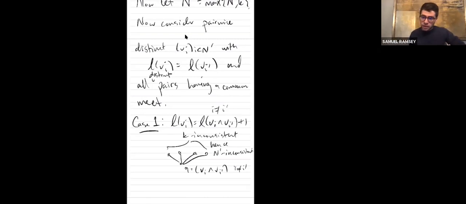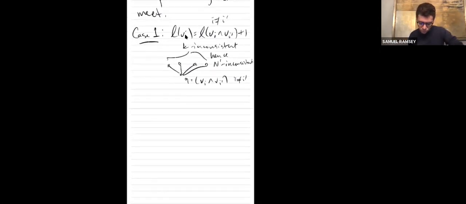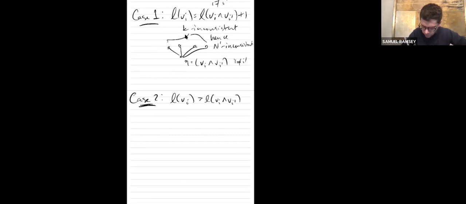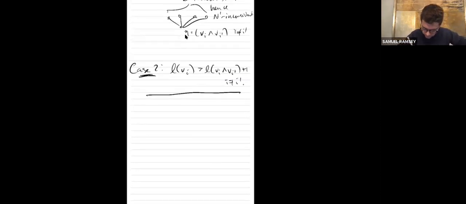So now we have to worry about the other case, which is that you're farther away. So case 2 is that the length of nu I is strictly greater than the length of nu I wedge nu I prime plus 1 for I not equal to I prime. Okay, so then what do you look like? So I'm going to do this sort of quickly. You have eta, which is like the common meet. So this is nu I meet nu I prime.